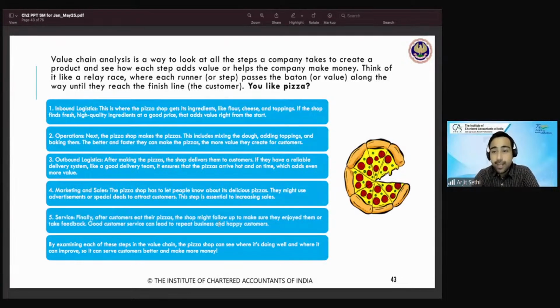So if they take quick feedback, the customer lets them know that I really liked it or I did not like this particular thing. And then they can improve. That's called service. Listening to the customer again adds value to the business.